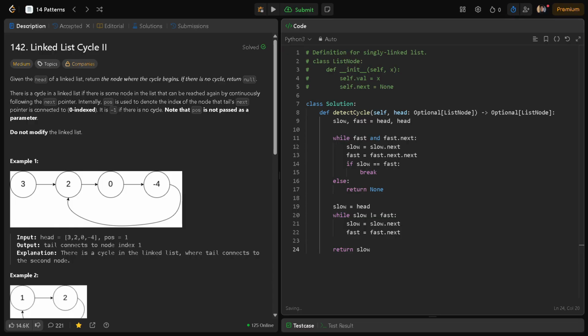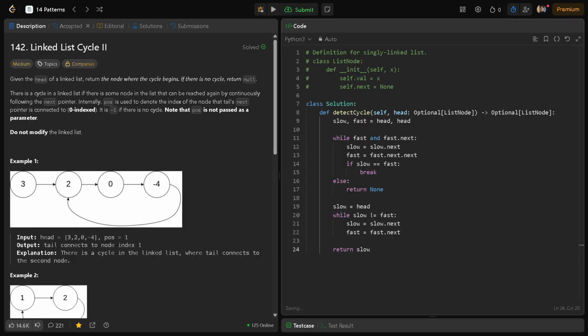Now, if we did find a cycle, we need to locate the starting node of that cycle. To do this, we reset one pointer back to head. Let's move slow back to head, and keep fast where it is. Then, we enter another while loop. This time, we move both slow and fast one step at a time. So slow equals slow.next, and fast equals fast.next. Eventually, they will meet again, and the node where they meet is the start of the cycle. At that point, we return slow, which is the node where the cycle begins.